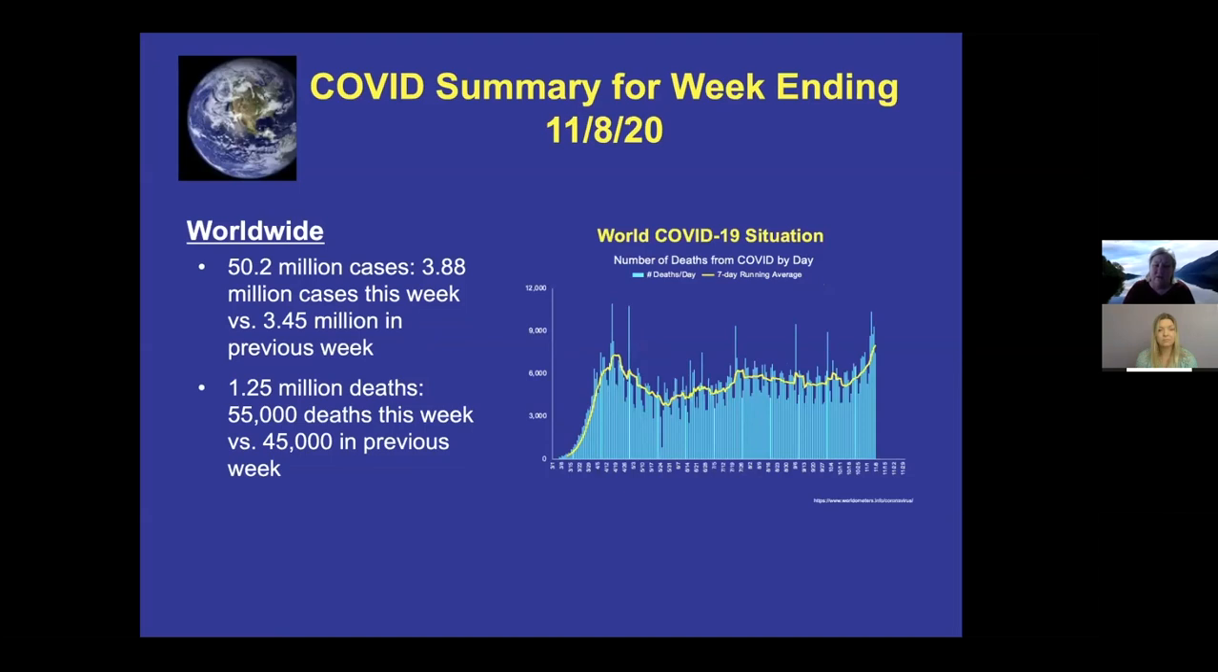Worldwide, there's over 50 million cases now, 3.88 million cases this week, compared to 3.45 million in the previous week. Over about 1.25 million deaths, 55,000 deaths this week, compared to 45,000 in the previous week. So you can see the deaths worldwide are starting to increase. And this is expected, and it's expected to get worse because of the flu situation.